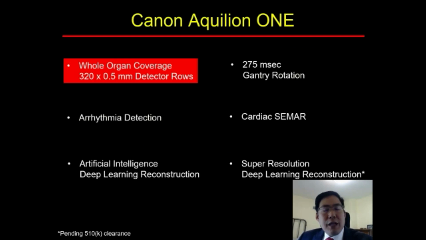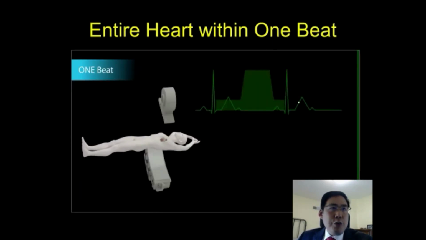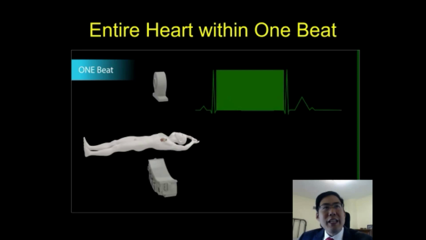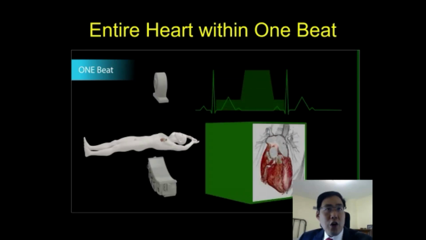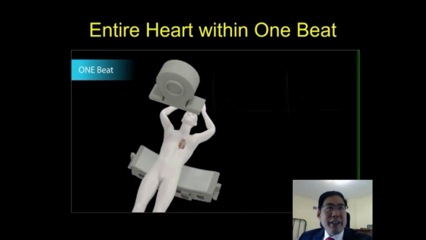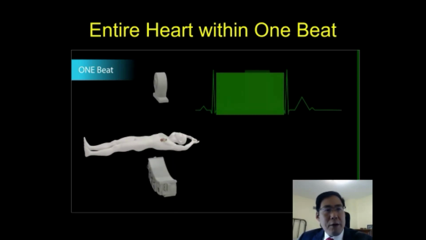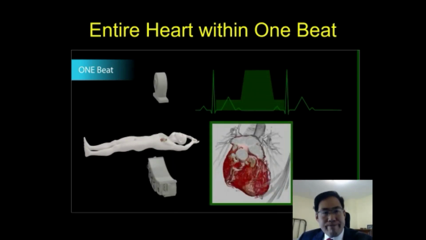So allow me to highlight the experience using Aquilion 1, which has whole organ coverage and 320 detector rows. With wide volume coverage, you can image the heart within one heartbeat to image just the coronary arteries, or you can image throughout the cardiac cycle if you want to dynamically visualize the heart valves or the myocardium for wall motion.